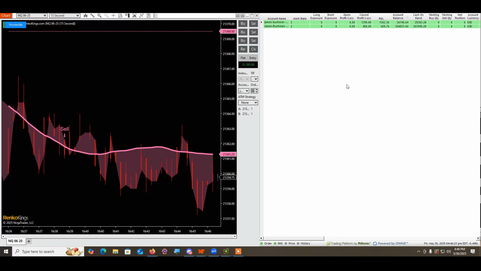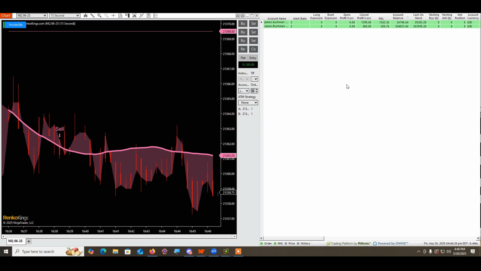Also, before the US session starts, early in the morning, again, markets tend to be range bound, and so you can use overbought, oversold indicators.